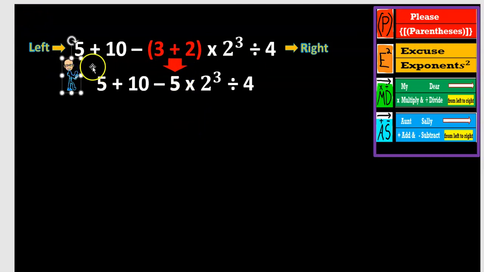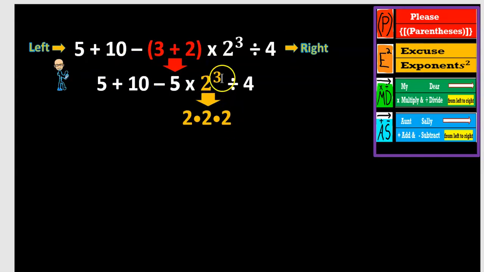What's next? Any more parentheses in here or brackets or anything like that? No. Then we go down to Excuse, which is exponents. Any exponents in here? Oh, there they are. So we're going to do 2 to the third power, or 2 cubed, which is three 2s. Lay down the 2 three times. Now we're going to do 2 times 2 is 4, and 4 times 2 is 8. And there we go. Let's just slide that 8 right back up in here.